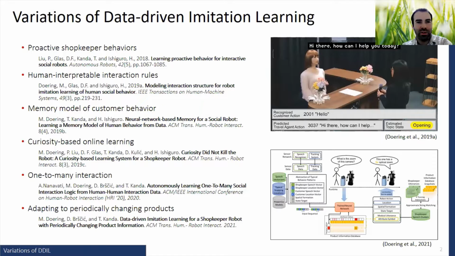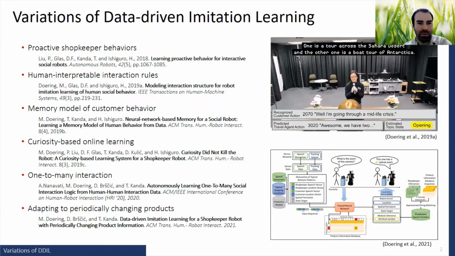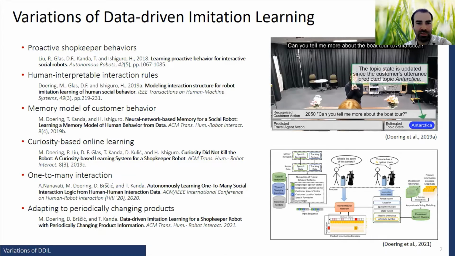We've looked at many variations of data-driven imitation learning to solve different problems in human-robot interaction. For example, my colleagues have looked at learning proactive shopkeeper behaviors, and we've looked at learning human interpretable interaction rules that can be modified or verified by a designer. We've looked at learning a memory model of customer behavior to remember the customer's preferences and act based on those. We've looked at a curiosity-based online learning mechanism to allow an imitation learning system to learn about individual customer differences and customize its behavior based on that.